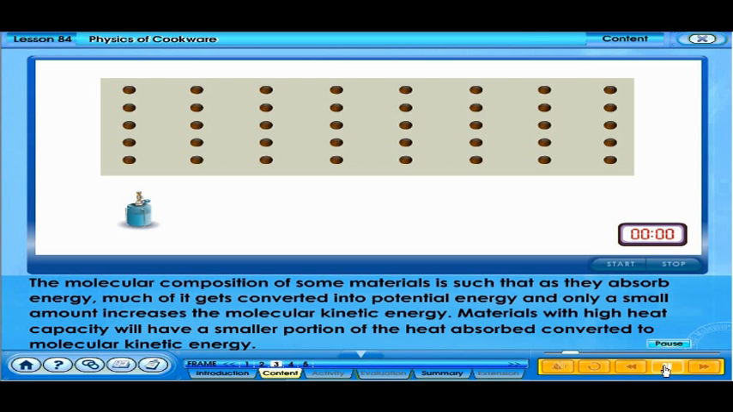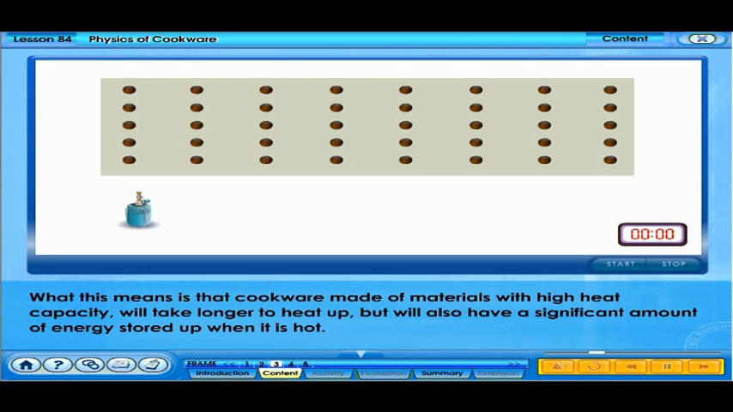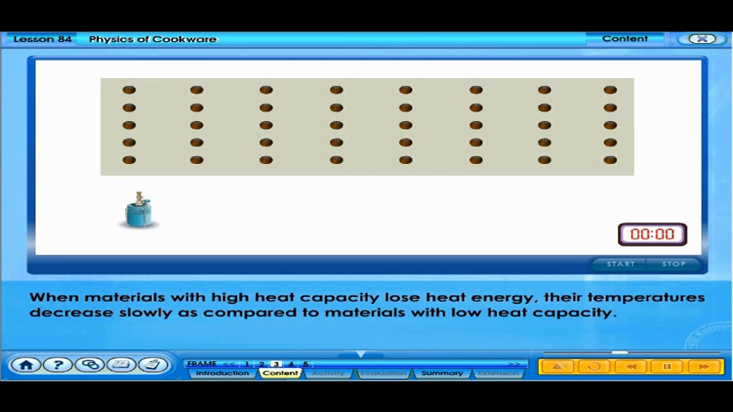The molecular composition of some materials is such that as they absorb energy, much of it gets converted into potential energy, and only a small amount increases the molecular kinetic energy. What this means is that cookware made of materials with high heat capacity will take longer to heat up, but will also have a significant amount of energy stored up when it is hot. When materials with high heat capacity lose heat energy, their temperatures decrease slowly as compared to materials with low heat capacity.